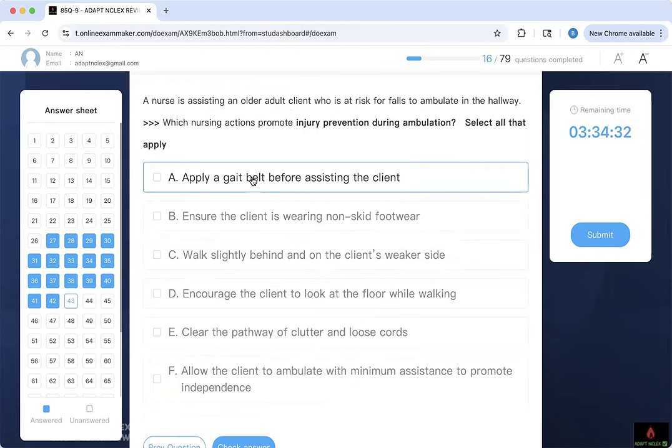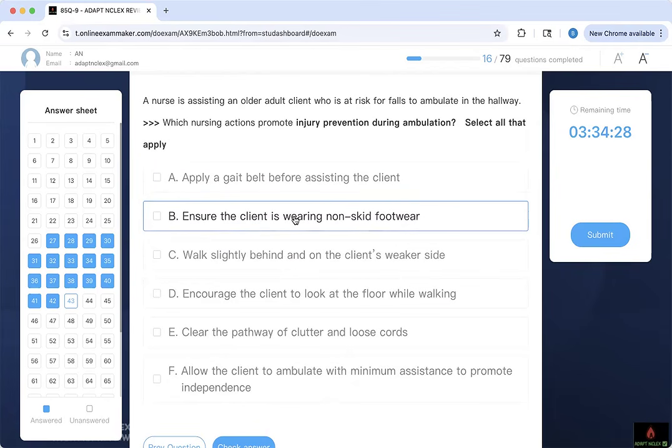Use a gait belt before assisting the client. Ensure the client is wearing non-skid footwear. Walk slightly behind and on the client's weaker side. Encourage the client to look at the floor while walking. Clear the pathway of clutter and loose cords. Allow the client to ambulate with minimal assistance to promote independence.